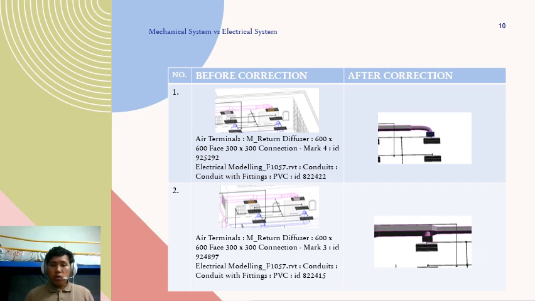Problems number 1 and 2 are the same, but the ID for the diffuser is different. The problem is the diffuser has conflict with the conduit. The solution between the diffuser and conduit is the same. I just change the middle elevation from 3400 to 3600. That's all to solve the problem.